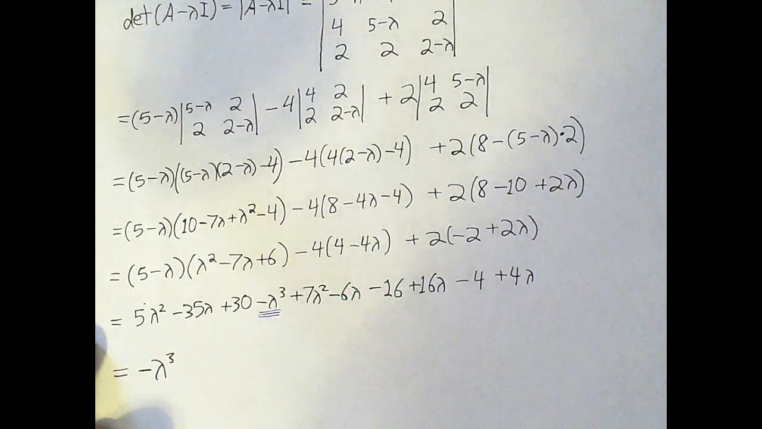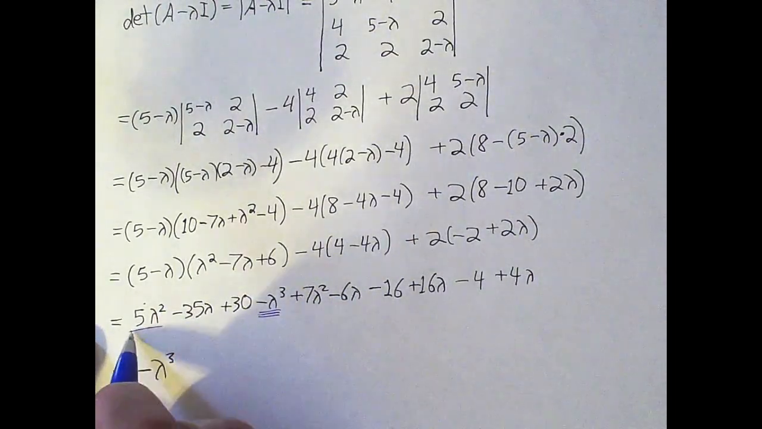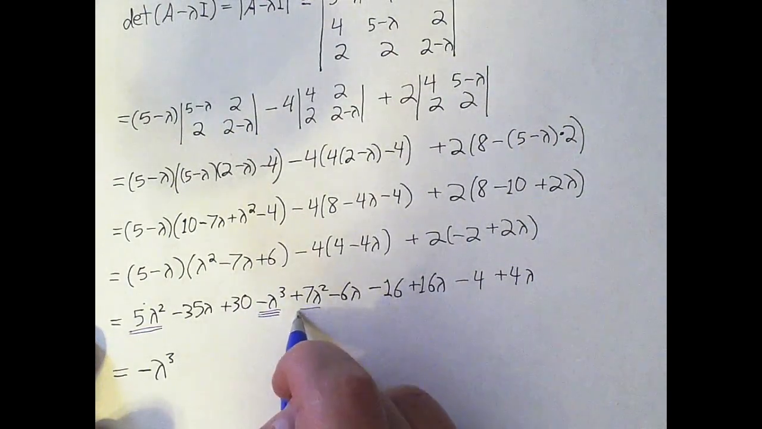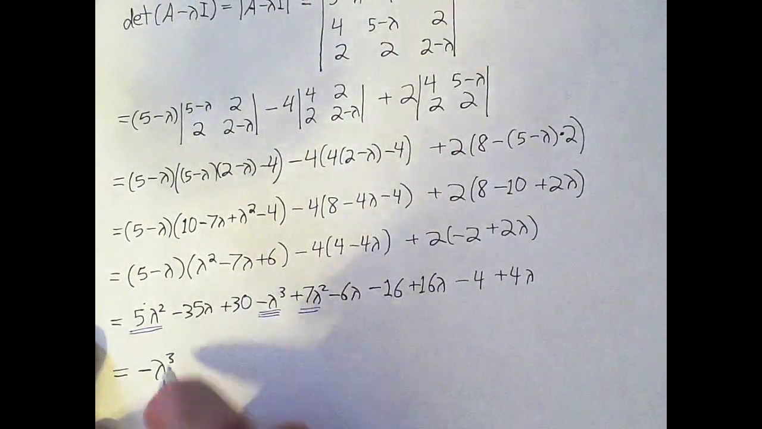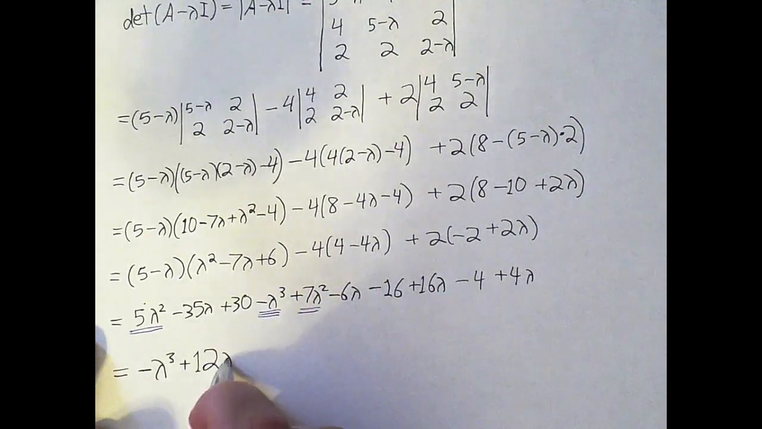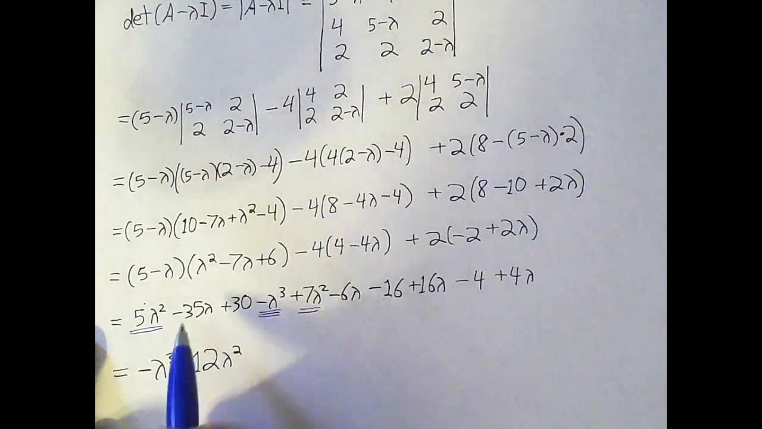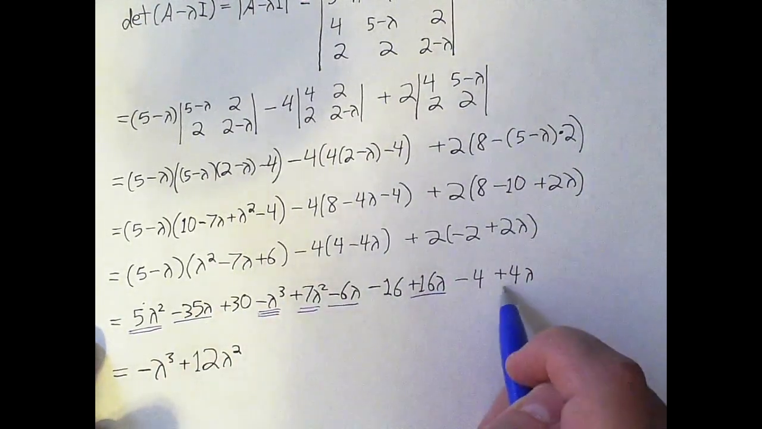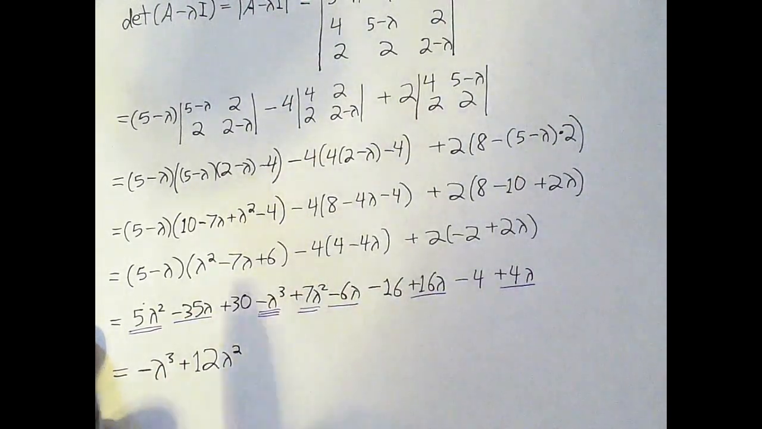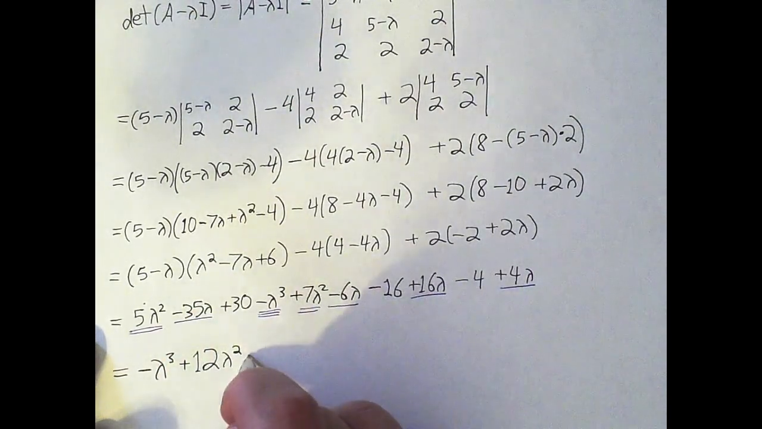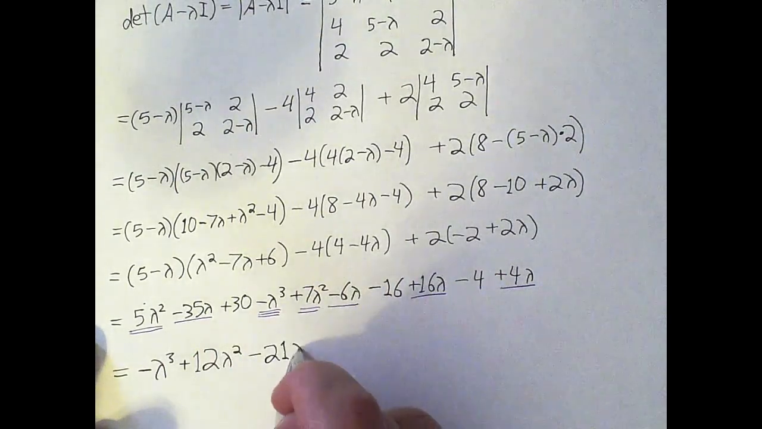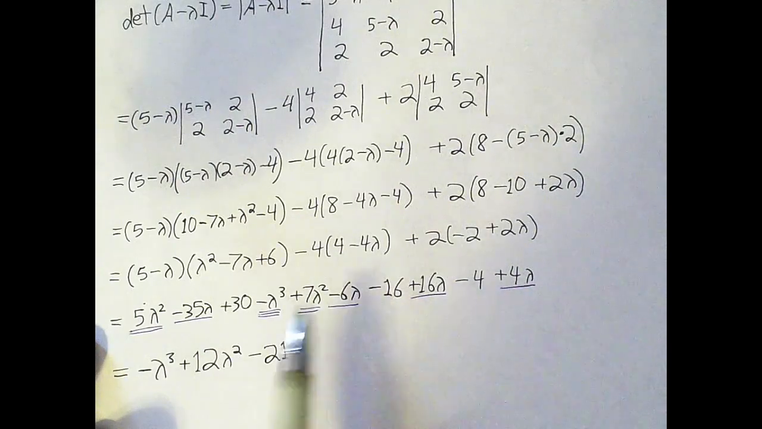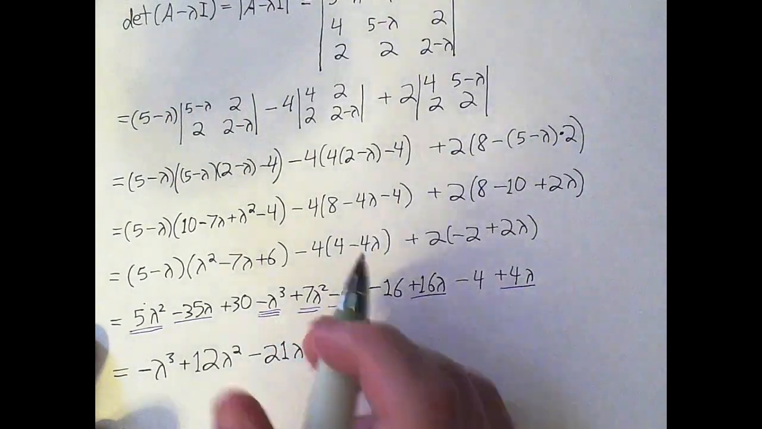What else have we got? How many lambda squareds do we have? We've got 5 of them over here. Any more? Yeah, 7 of them over here. So the 5 plus the 7 means that we have 12 lambda squareds. And then how many just regular lambdas do we have? We've got minus 35 of them here, minus 6 of them here, plus 16 of them here, plus 4 of them here. If you add that all together, you wind up with minus 21 lambda. And then what else have we got? There's a 30 minus 16 minus 4. See that? 30 minus 16 minus 4, so plus 10.